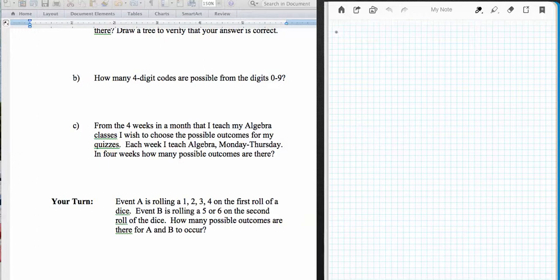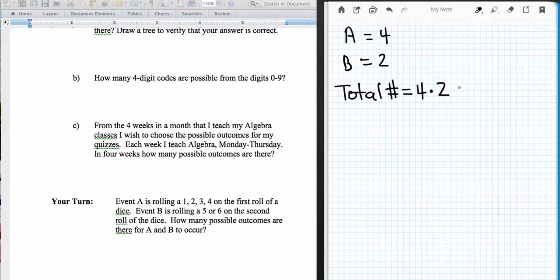All right, so if we look at this problem here, event A has 4 possible ways that it can happen, and event B has 2 possible ways that it could happen, and therefore the total number of ways that we would expect this to happen would be equal to 4 times 2, or 8 possible ways. Why don't we just go ahead and check that out?